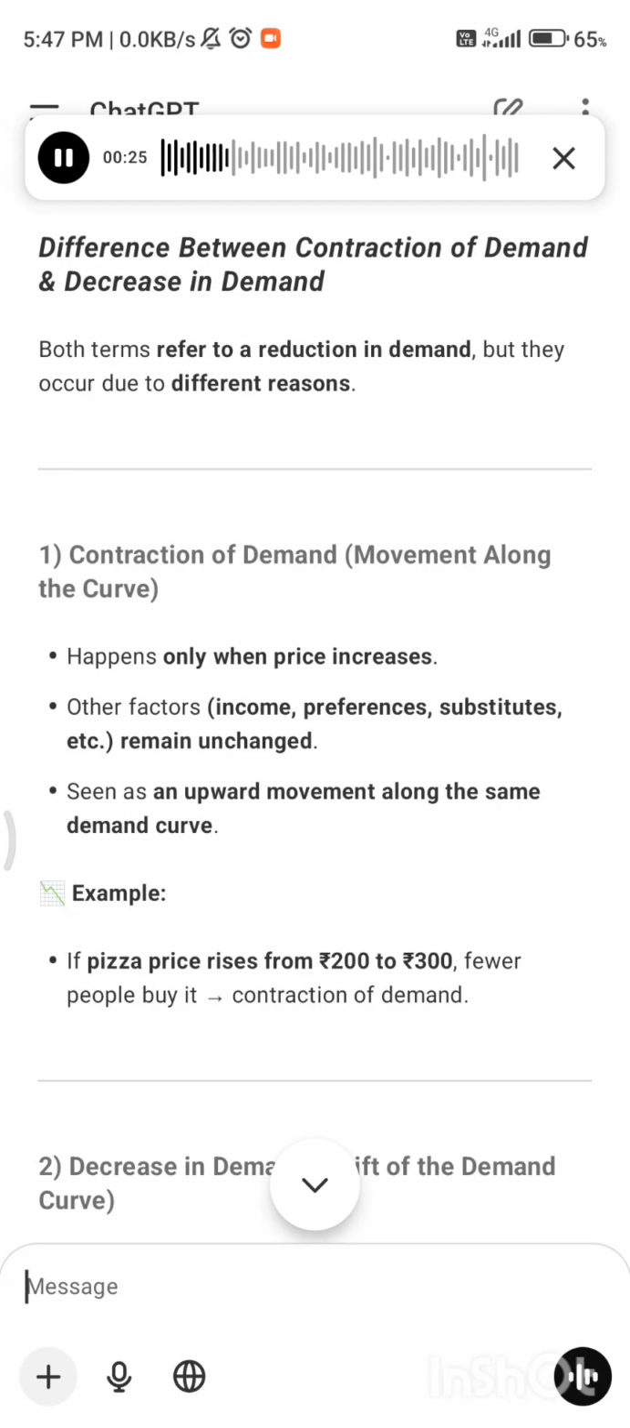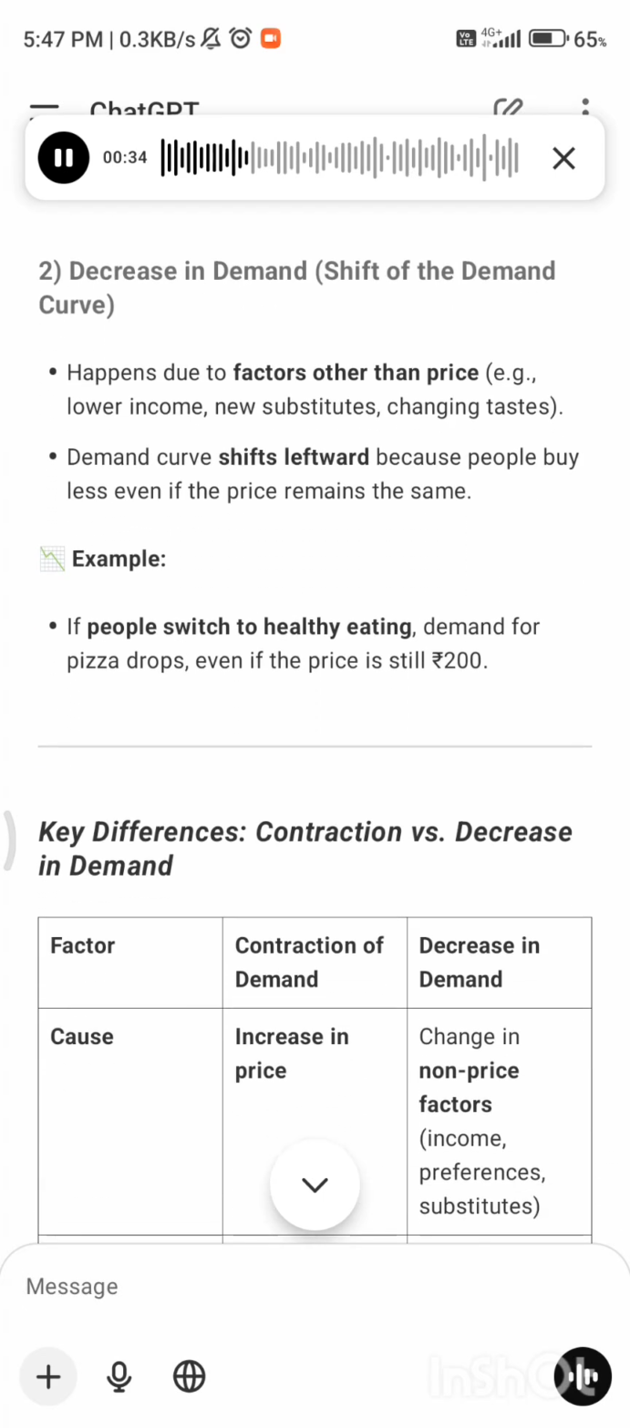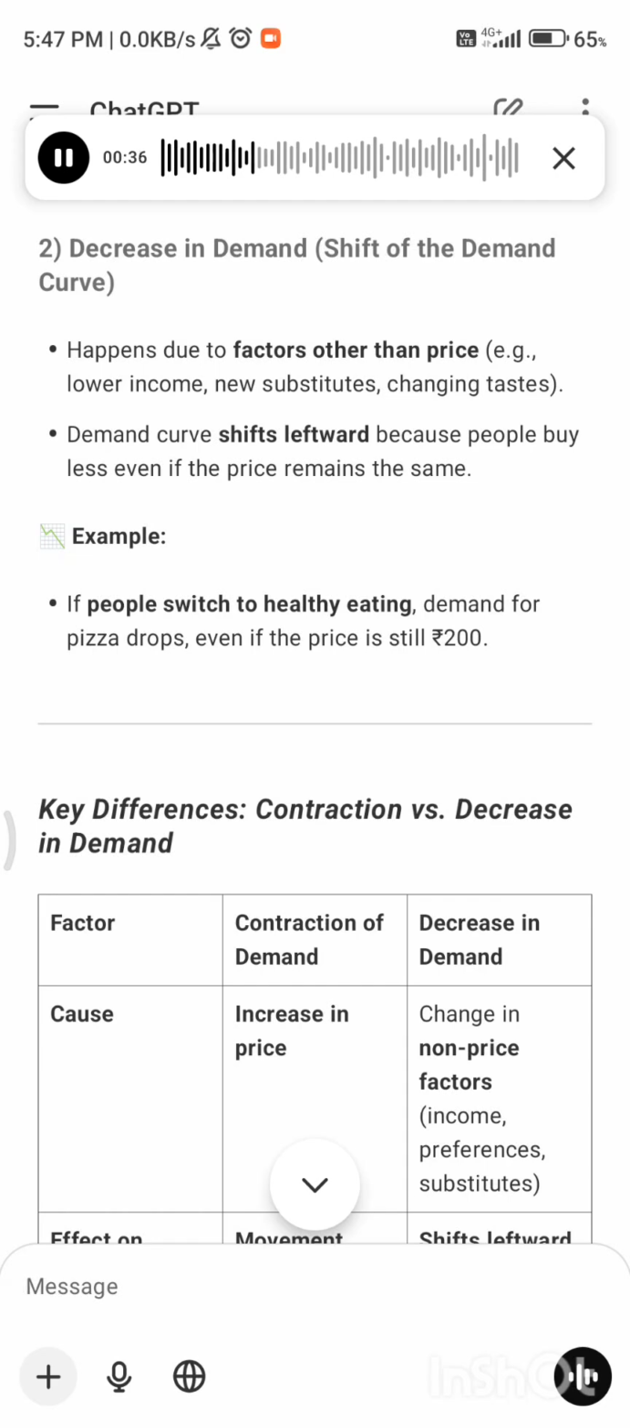Example: if pizza price rises from 200 to 300 dirhams, fewer people buy it, contraction of demand. 2. Decrease in demand, shift of the demand curve, happens due to factors other than price, e.g. lower income, new substitutes, changing tastes. Demand curve shifts leftward because people buy less even if the price remains the same. Example: if people switch to healthy eating, demand for pizza drops even if the price is still 200.